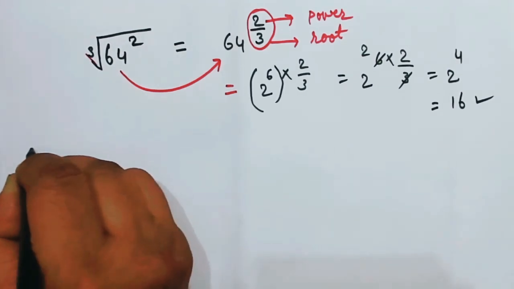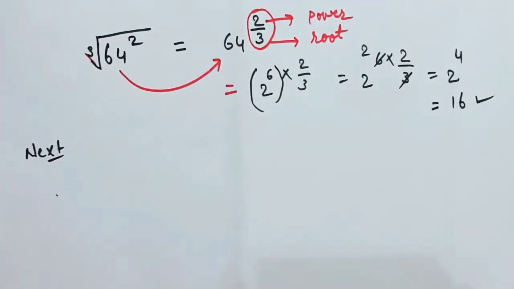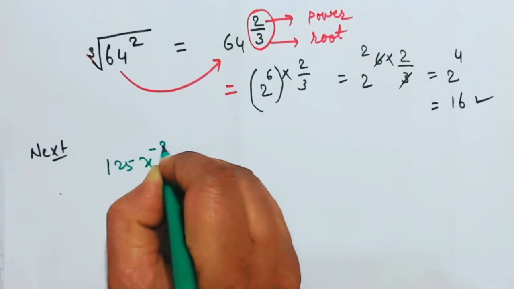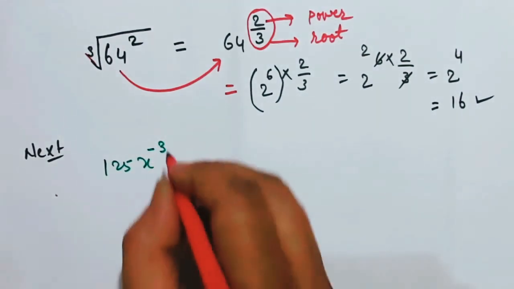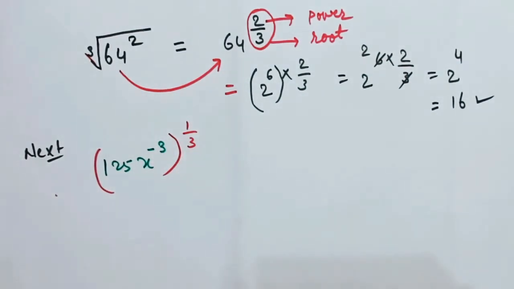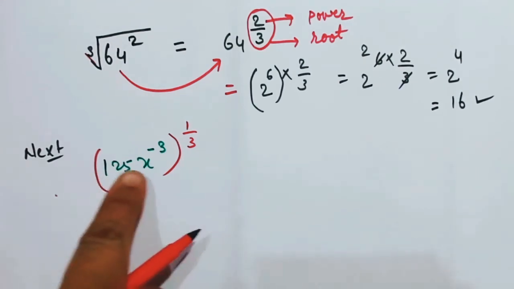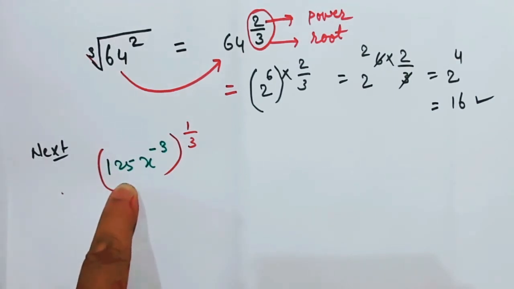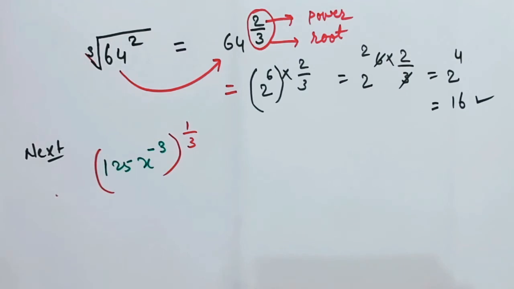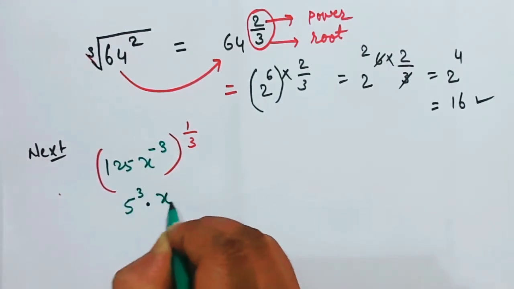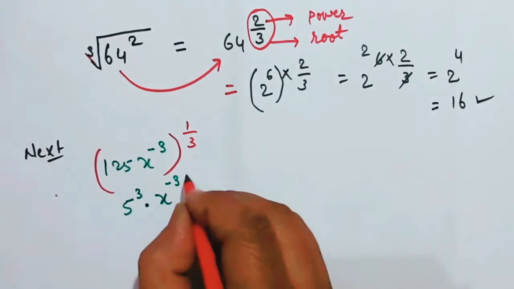Similarly, the next one is, let me write in green, 125 x to the power minus 3, whole to the power 1 by 3. Please see this 125. Is this in its usual form? No. Let us convert this into its exponent form, moreover in its prime number exponent form. So 125, we can write this as 5 to the power 3 times x to the power minus 3, whole to the power 1 by 3.